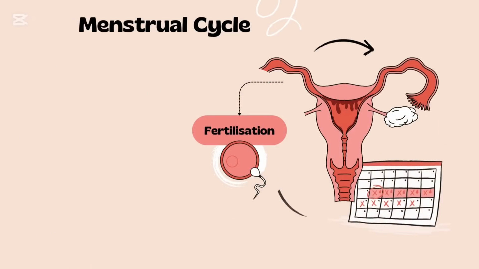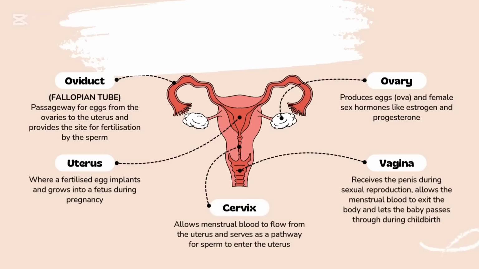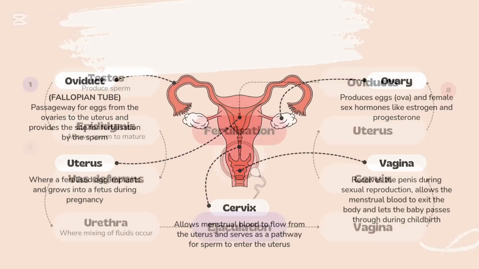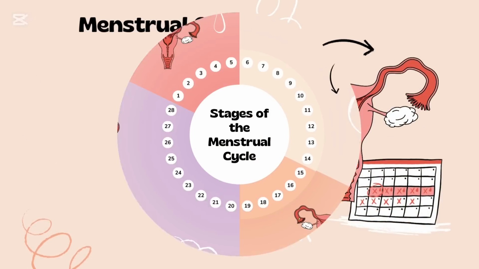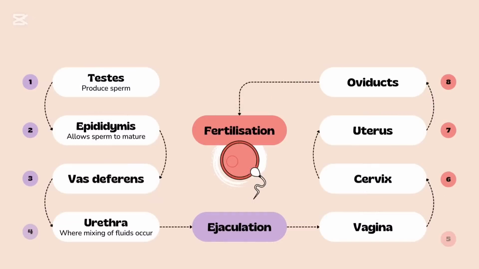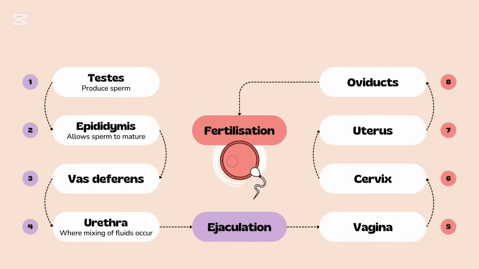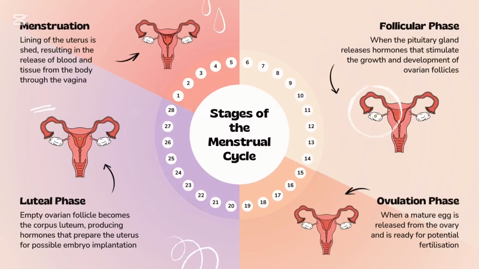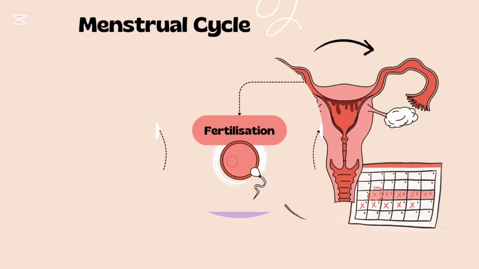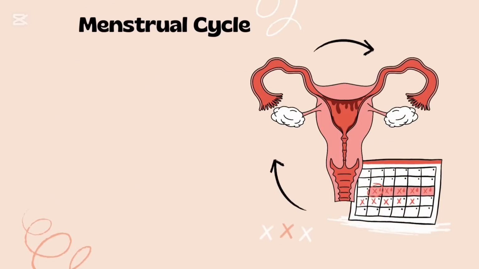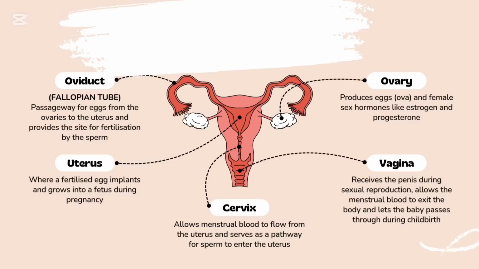The menstrual cycle. 1. Phases of the menstrual cycle. The menstrual phase, days 1-5, is when the uterine lining is shed, causing bleeding. The follicular phase, days 1-13, is when an egg matures under the influence of FSH. Ovulation, day 14, is when the egg is released and is most likely to be fertilized.